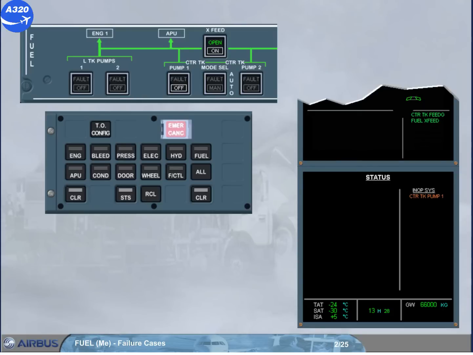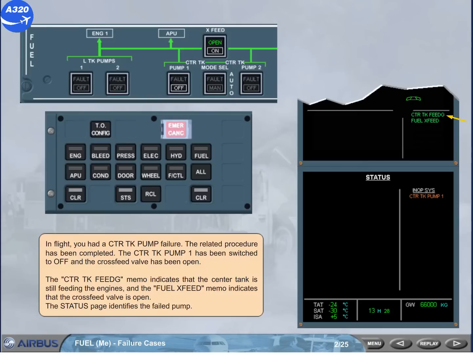In flight, you had a center tank pump failure. The related procedure has been completed. The center tank pump 1 has been switched to off and the crossfeed valve has been opened. The center tank feeding memo indicates that the center tank is still feeding the engines, and the fuel crossfeed memo indicates that the crossfeed valve is open. The status page identifies the failed pump.